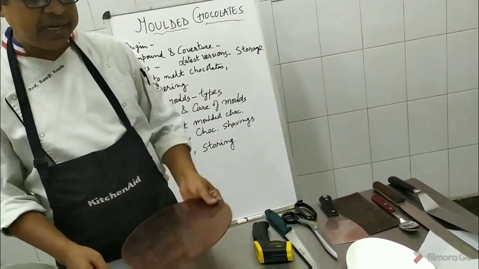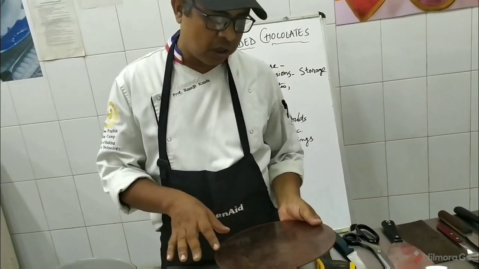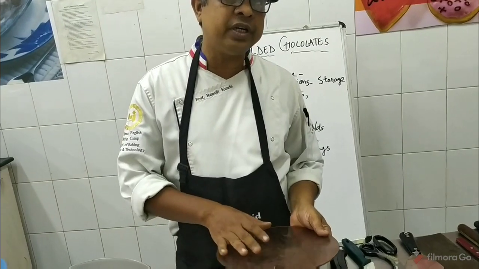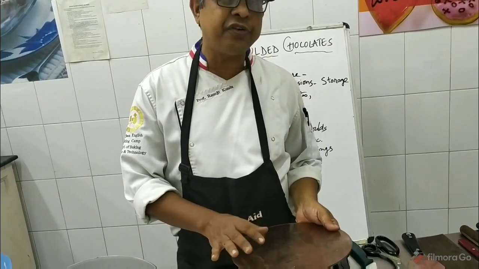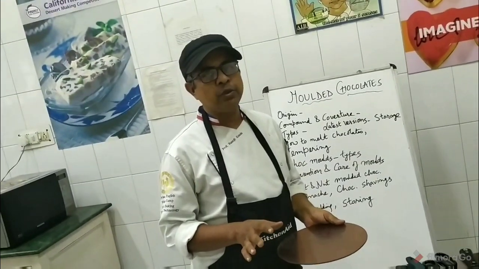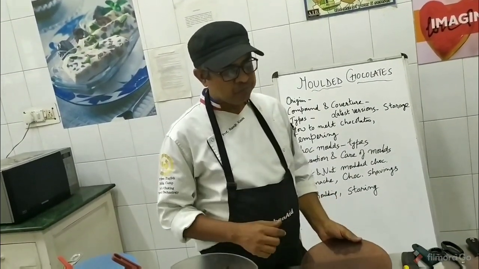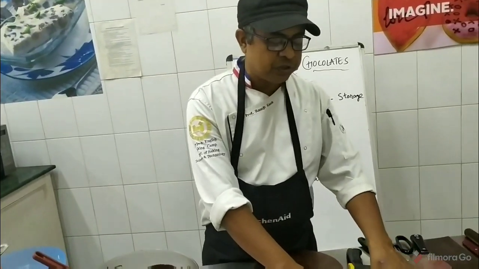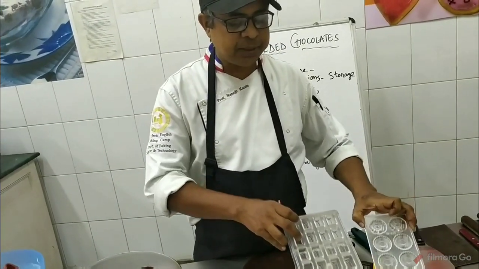And this is a small plate where I think I'll be putting some melted chocolate over it, and then put it in the fridge, and then take it out and scrape it in front of you to show how we are doing these chocolate flakes. And then there are the molds out here, different types of molds, different shapes.